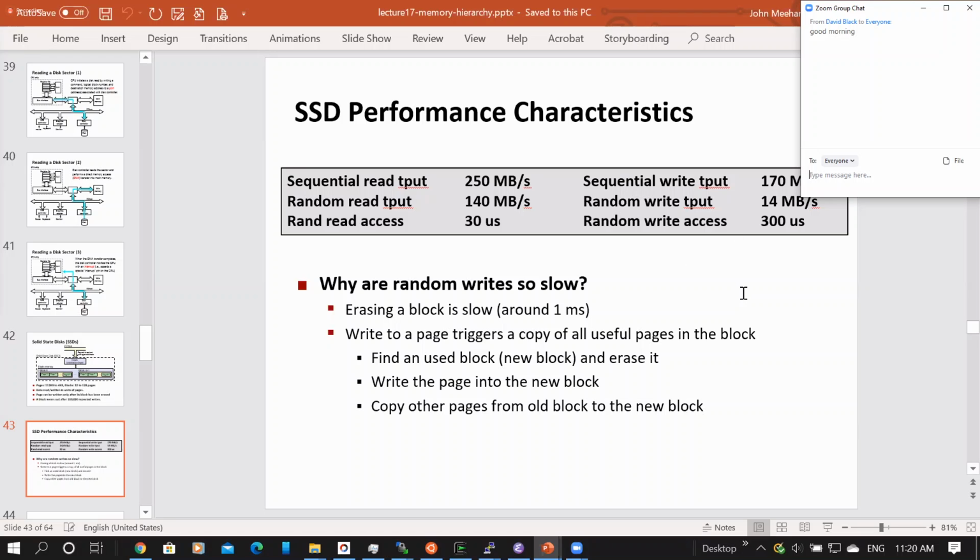Unlike the rotating disk, where it doesn't make any difference, it has to spin the sector underneath the read write head, and it doesn't matter whether you're reading it or writing to it. It takes the same amount of time for that sector to traverse under the read write head. There's no difference in the read and the write time, but there is a difference on your solid state devices.